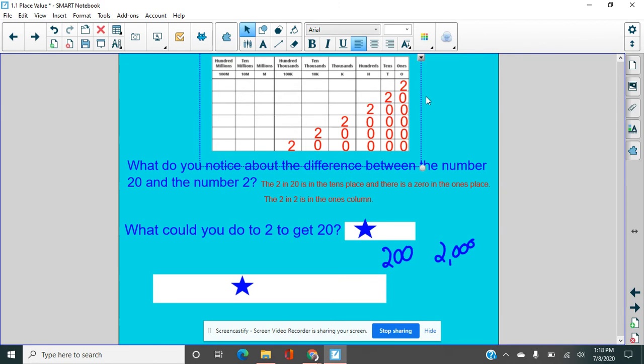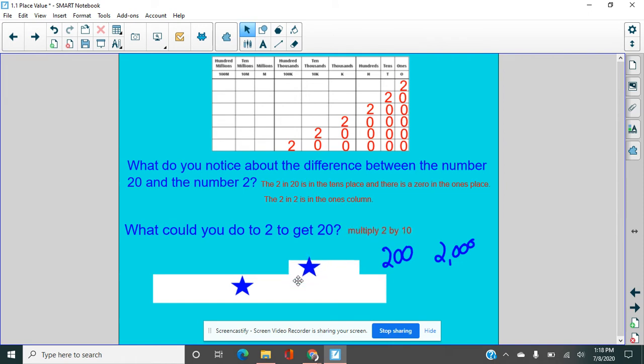The 2 is in the tens place, whereas up here it's in the ones place. Well, how do you get from 2 to 20? Think about what you remember with multiplication. Can you multiply? We sure can, right? 2 times 10 equals 20. And we can continue that pattern, right? 20 times 10 equals 200. 200 times 10 equals 2,000.